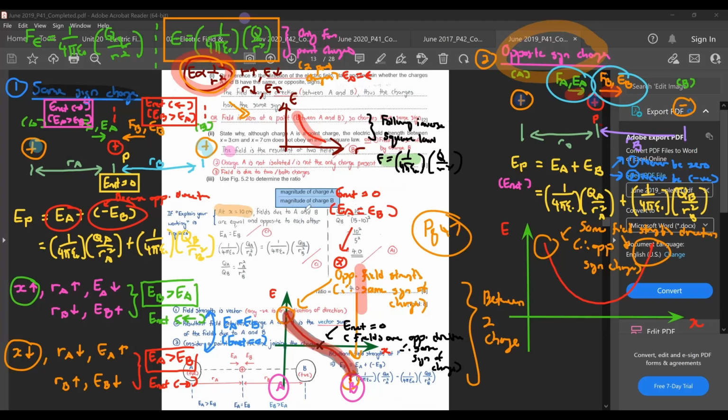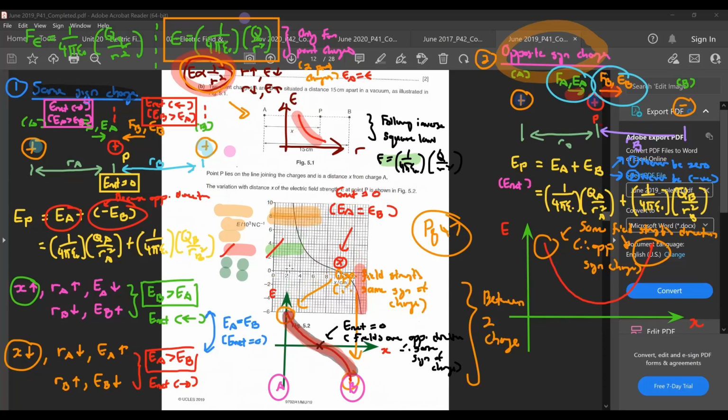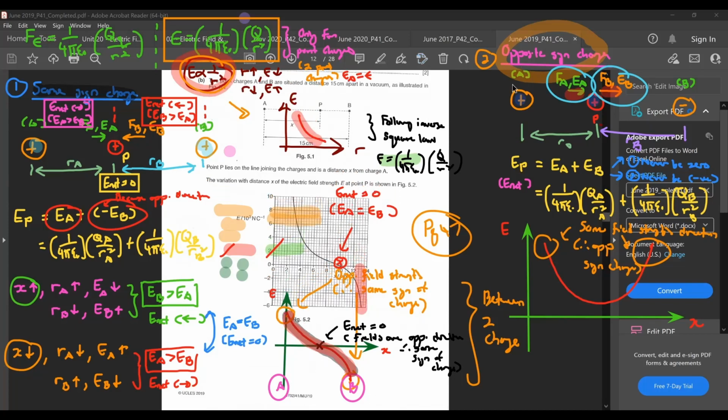You say something like this: at x equals 10 centimeter, the fields due to A and B are equal and opposite to each other. EA will be equal to EB. So EA will be 1 over 4 pi epsilon naught QA over RA squared, and EB will be 1 over 4 pi epsilon naught QB over RB squared. You notice that the constants here actually don't matter, they cancel each other off. Eventually you will get QA to QB as RA squared to RB squared. So all you need to do now is find out the values of RA and RB, take the ratio and square them.